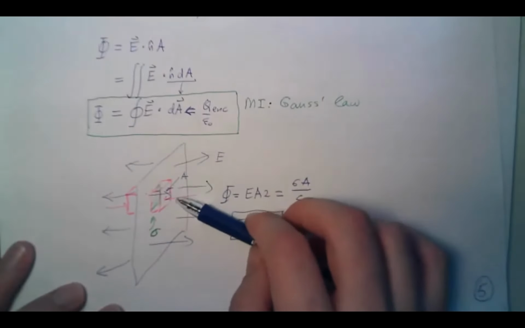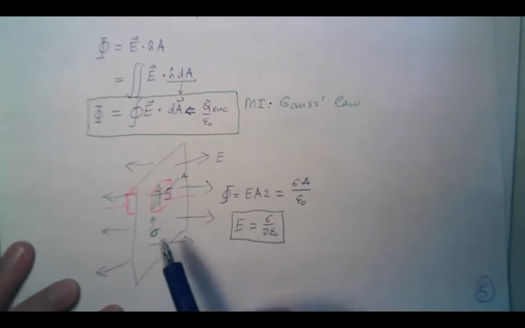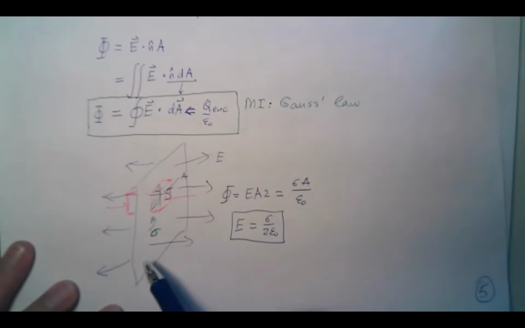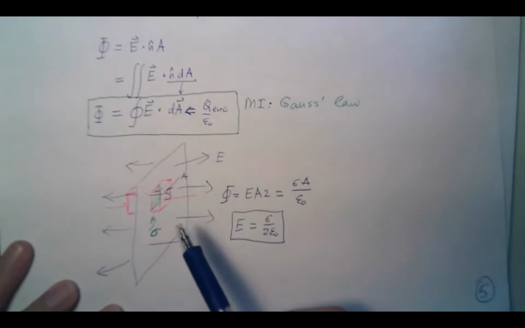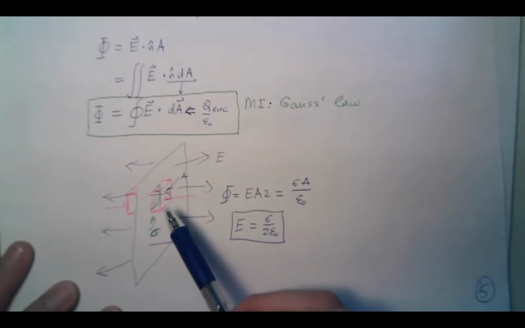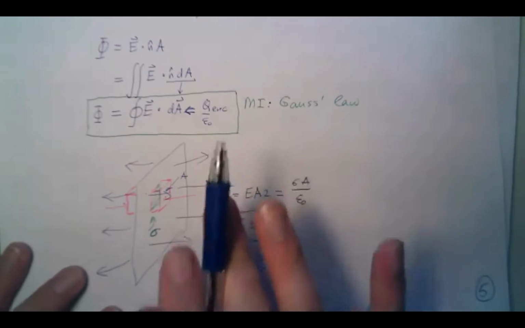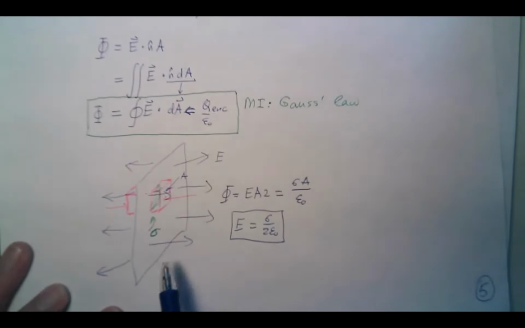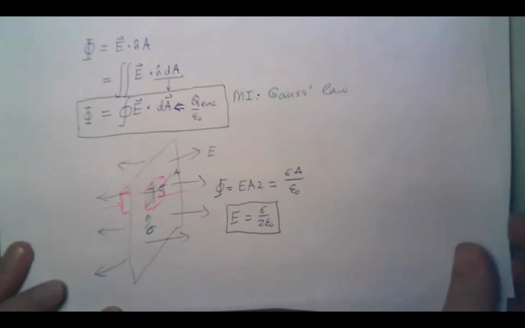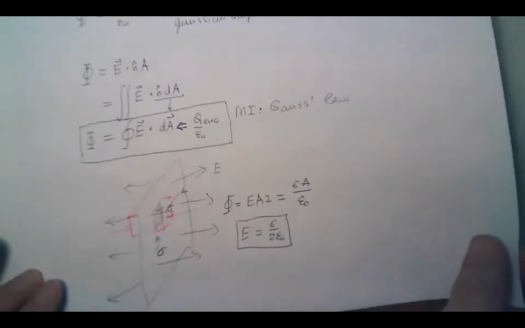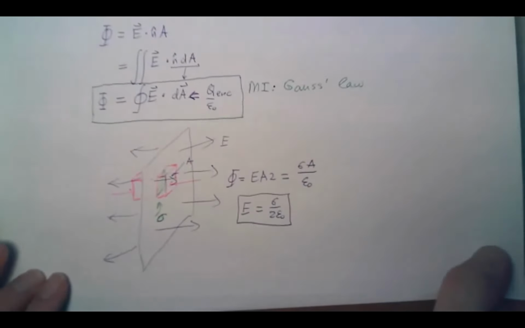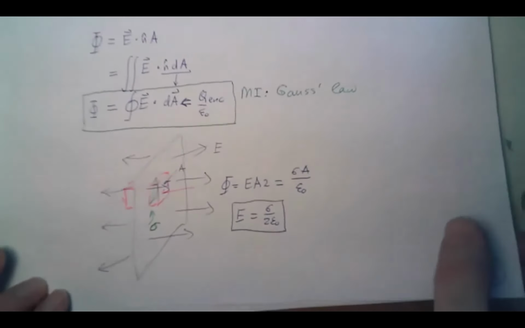So in a problem, I would give you a charged plane, and then you would have to determine what the right symmetry is, and then afterwards what kind of Gaussian surface to use. So let's do that, because I took a couple of shortcuts here. I immediately assumed that it was going to be pointing out and uniform. So we'll look at the symmetry.